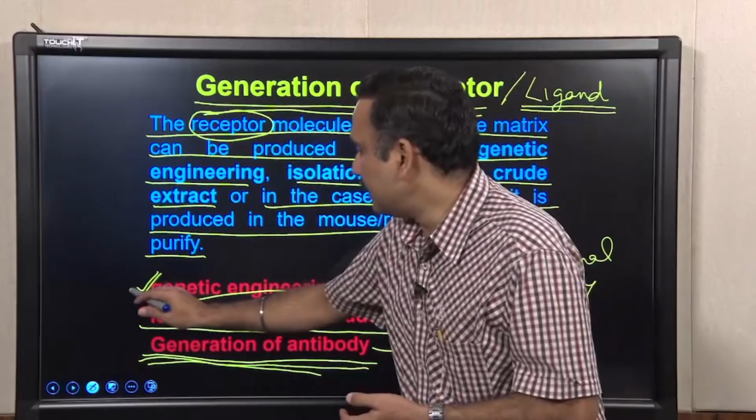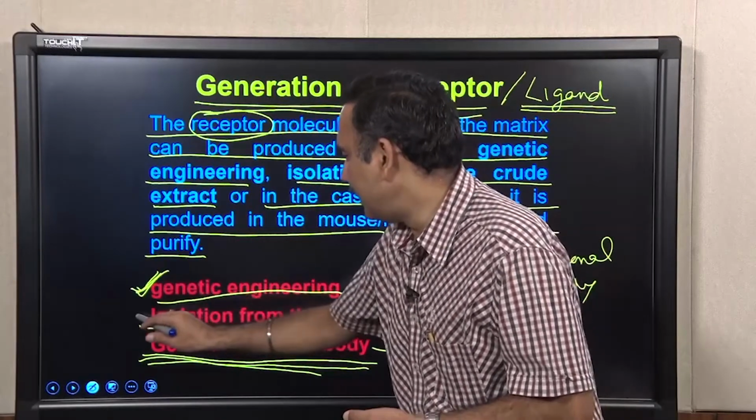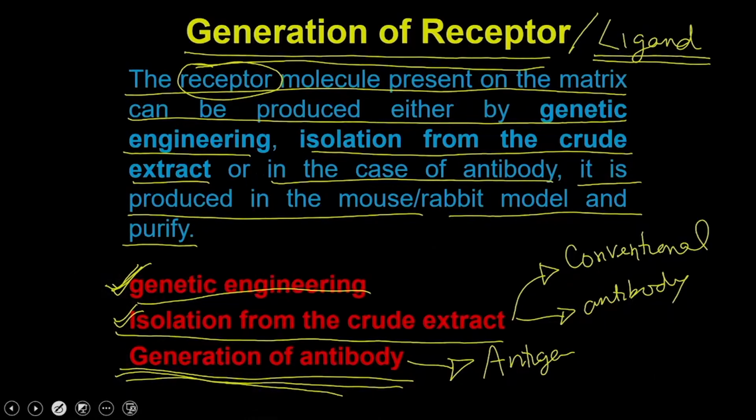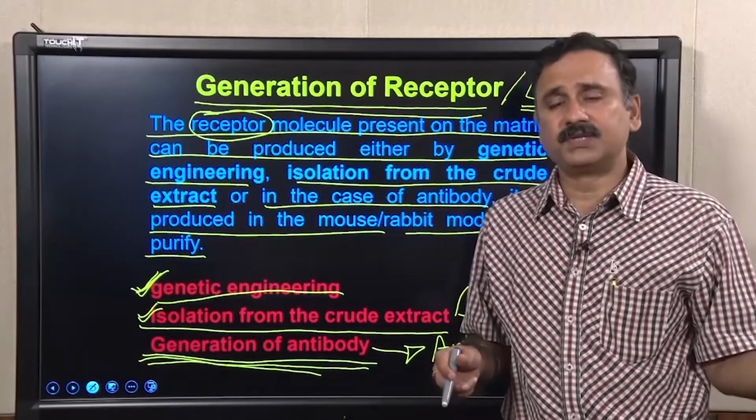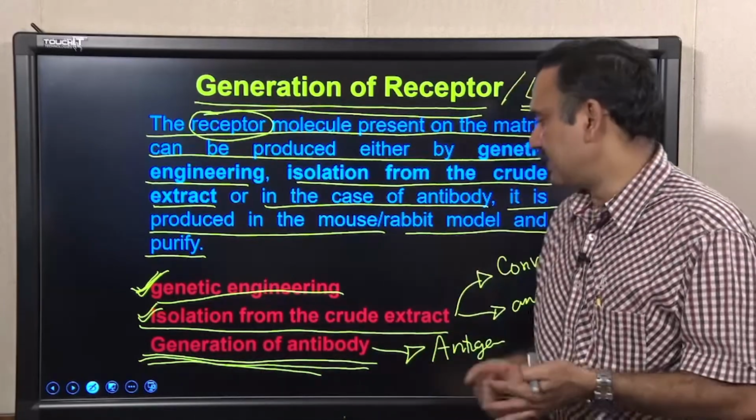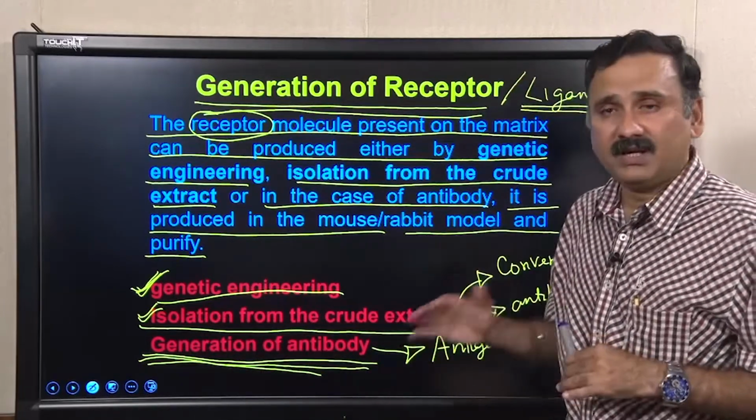Recombinant DNA technology, genetic engineering and isolation is what we have already discussed in other courses. So, we are going to discuss the generation of the antibody.